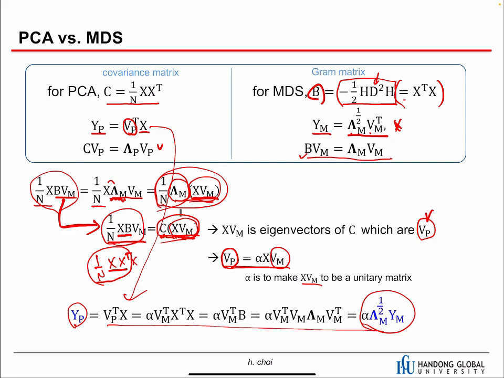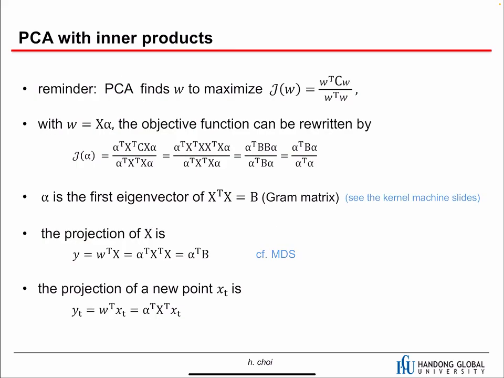Okay, it's not that complicated. So from the previous slide we learned there is a connection between inner product and distance matrix, and PCA and MDS. Okay, so we want to derive PCA in a different form, which is really important for the kernel PCA later.